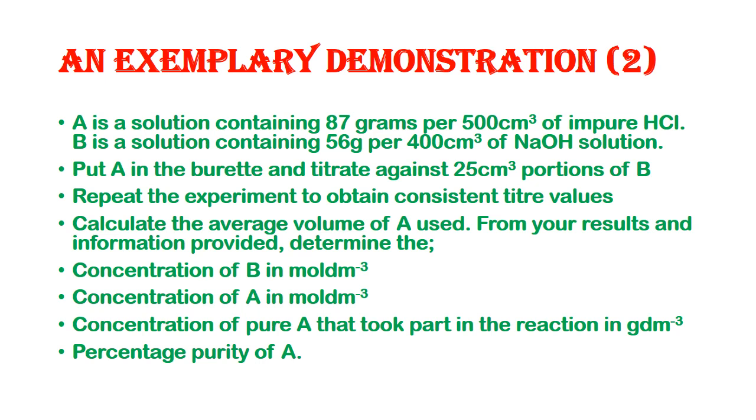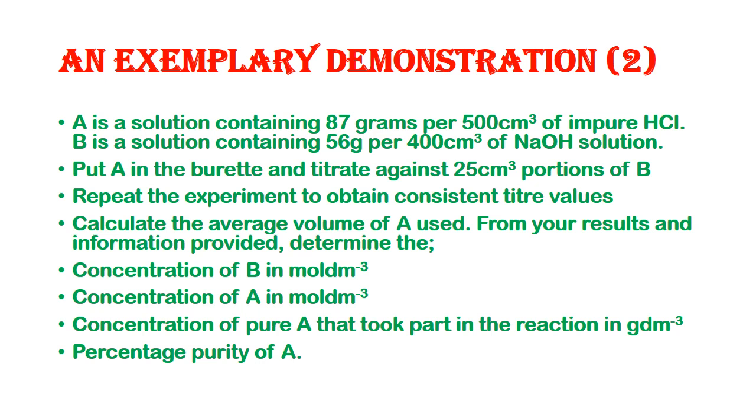So which means in this 87 grams per 500 centimeter cube, you will find out that what made up this 87 grams is the presence of impurities. If not, the pure A, which is the HCl in that solution, will not be up to 87 grams. Do you get it? So B is a solution containing 56 grams per 400 centimeter cube of sodium hydroxide solution. So this one is pure.